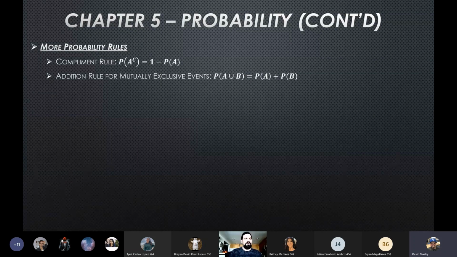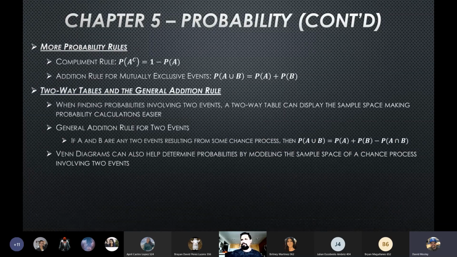All right. And we have the addition rule for mutually exclusive events, so this only applies to events that are disjoint, meaning they have no outcomes in common. Probability of A or B, A union B, is equal to probability of A plus the probability of B.